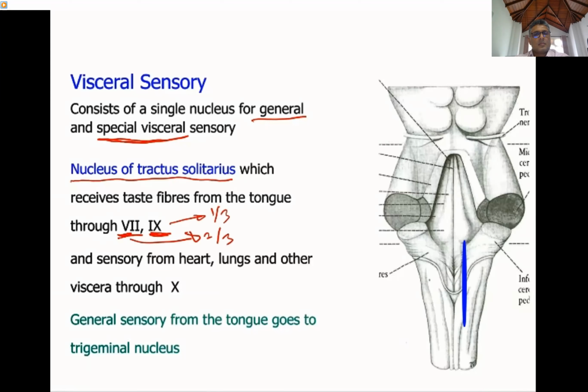The nucleus of tractus solitarius receives general sensations from the heart, lungs, and other viscera through the vagus nerve. The general sensory from the tongue goes to the trigeminal nucleus through the lingual and glossopharyngeal nerves.